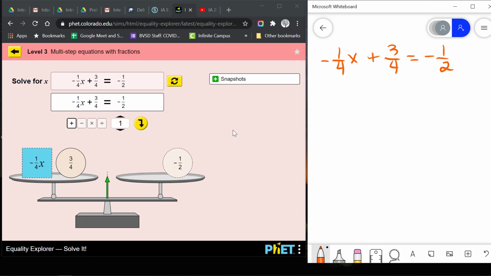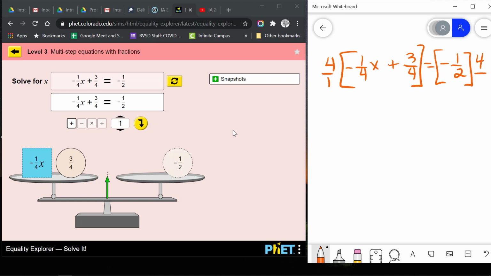So here I can see that I've got denominators of 4 and 2. So it's going to help me if I just go ahead and multiply both sides of this equation by 4. Now remember I have to use the distributive property here. And when I multiply by 4, that's going to get rid of this denominator 4. So I'm going to end up with negative 1x plus 3 over here. And now negative 1/2 times 4, that's going to give me negative 2.